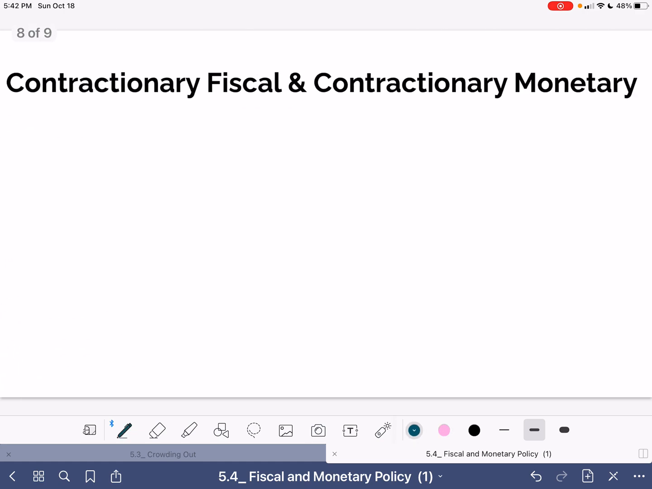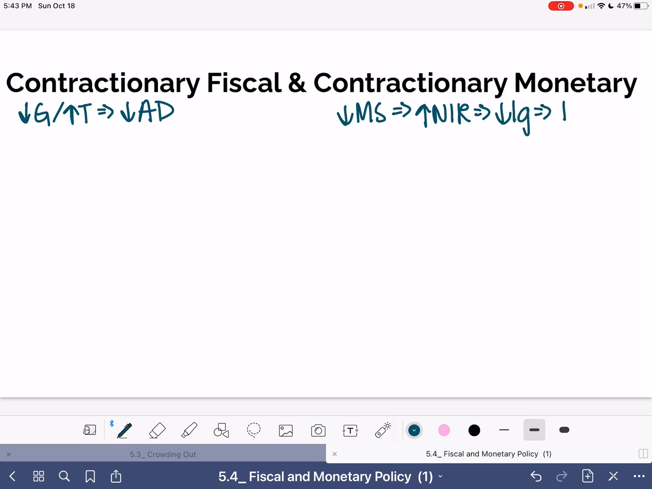So let's look at contractionary fiscal and contractionary monetary. In contractionary fiscal, we want to decrease government spending, and we want to increase taxes, both of which will decrease aggregate demand. Contractionary monetary is a decrease in the money supply, which will increase the nominal interest rate, which will decrease investment spending, which will decrease aggregate demand. So we have the same aggregate demand change. We're trying to decrease aggregate demand. So now let's look at the change to investment spending and then the change to economic growth from these policies working together. Let's see if they work together or work against each other.